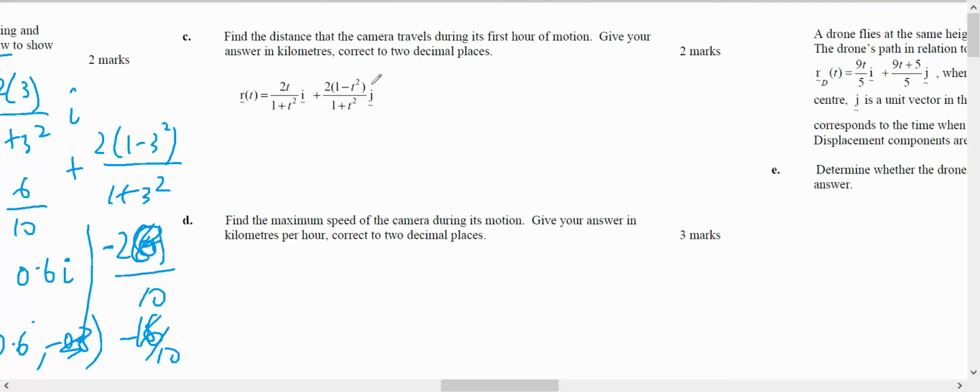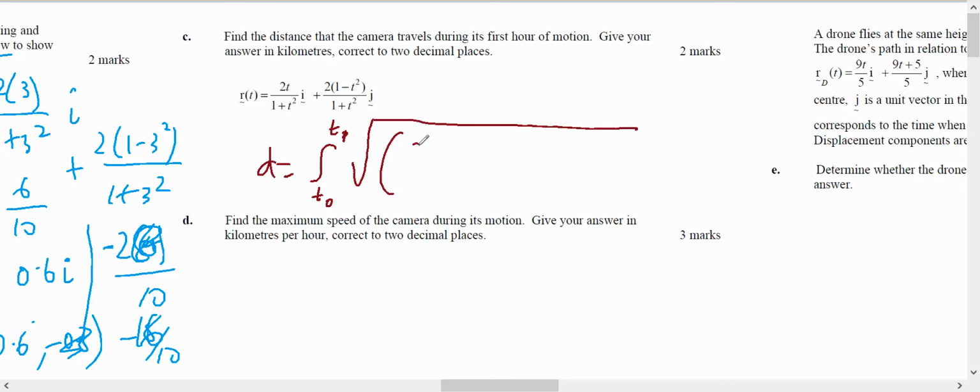Okay, part C, find the distance that the camera travelled during the first hour of motion. Okay, so this is distance along a curve, and I'm going to use the parametric equation version, which will be the distance equals the integral from the start time to the end time of the square root of dx/dt squared plus dy/dt squared dt.